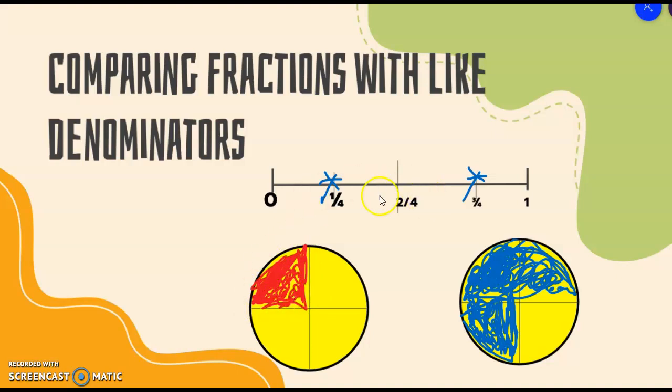Okay? You can also look at the number line to compare the fractions and see that 3/4 is closer to one whole than 1/4 is closer to a whole. So therefore, 3/4 is greater than 1/4, and 1/4 is less than 3/4.